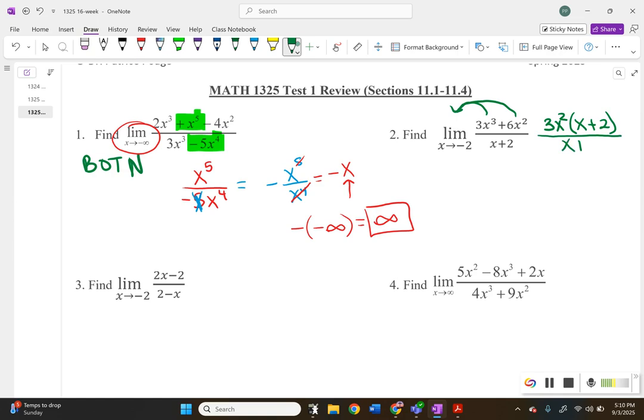The denominator, there's nothing we can do to that. But now we can cancel this, and we're left with 3x squared. So we factored, we canceled, we're going to try again now. So we get 3 times negative 2 squared, which is 3 times 4, which is 12. That's our limit.